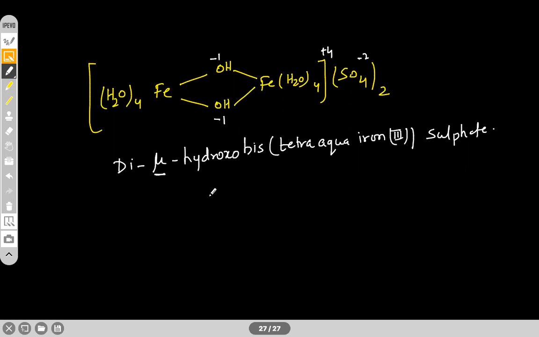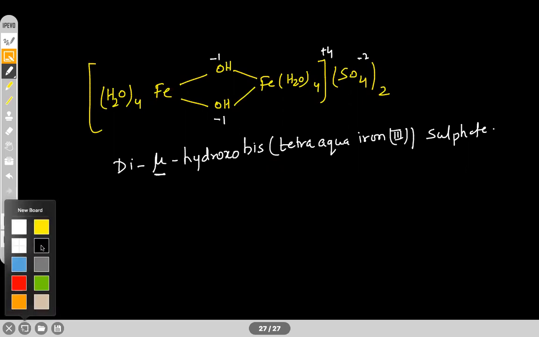Okay, one more example on this will do, and then we'll move on. You can have two different bridging ligands also. Here we have OH, OH, so I've written dimu hydroxo. If you have two different names, then you can write down the names of the two. Like you see this one.